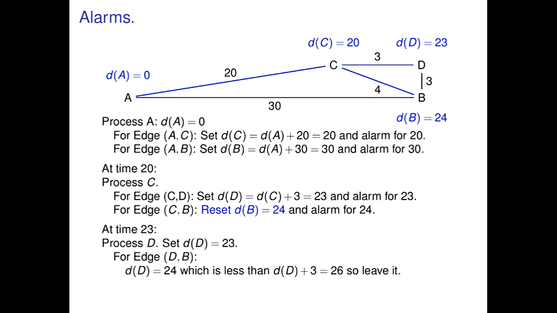Right now, you have a distance label on B of 24, but if you go through D, you have 23 plus 3, which is 26, which is larger. So you don't reset the distance there because it's bigger than the distance you already know. Okay? So you leave it. The distance to B is 24, which is less than the distance through D. And then plus 3.